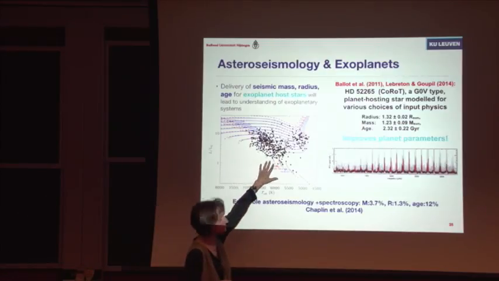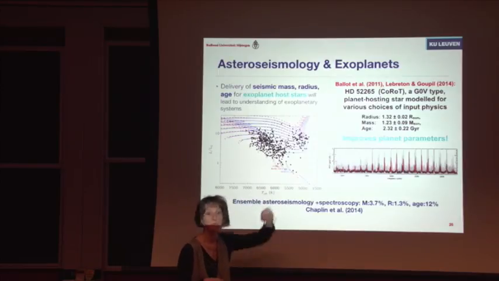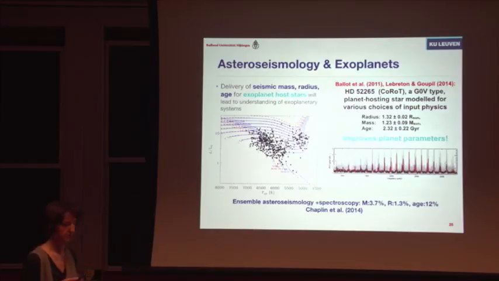So here we are feeding into the exoplanet community. And for the Kepler mission, you see here about 500 dwarf stars, not too different from the sun, where seismic ages have been determined.